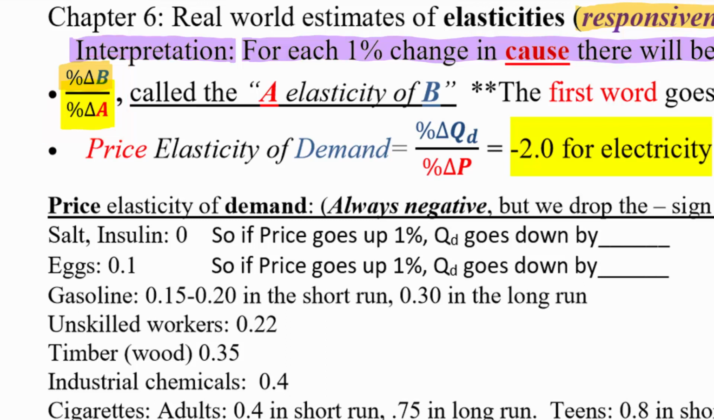We always call the thing on the bottom, let's think about that as being the A. A is the thing that's the cause, and the B is the thing that's the effect. So the cause goes on the bottom, and we're talking about a 1% change in the cause. There's a certain responsiveness, or a certain percent change, in the effect.